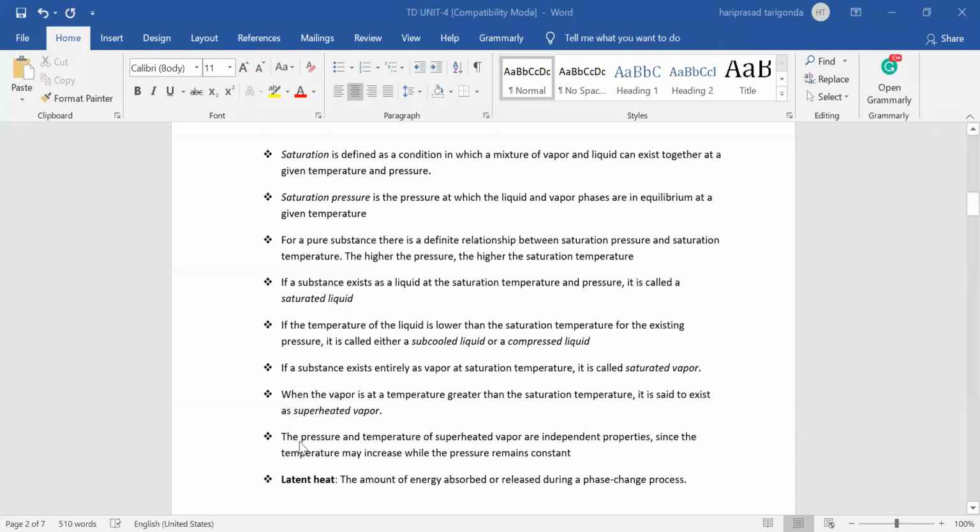Okay. Next one is that the pressure and temperature of superheated vapor are independent properties. Up to the saturation condition, there is a relation between pressure and temperature. But after the superheat condition, they become independent, since temperature may increase while the pressure remains constant. This is the reason the pressure lines and temperature lines will be different in the superheating region.